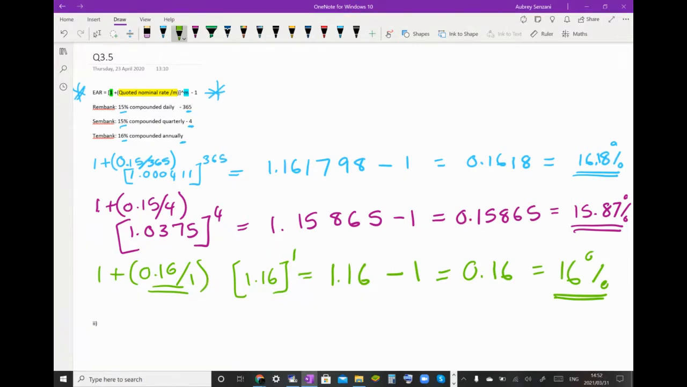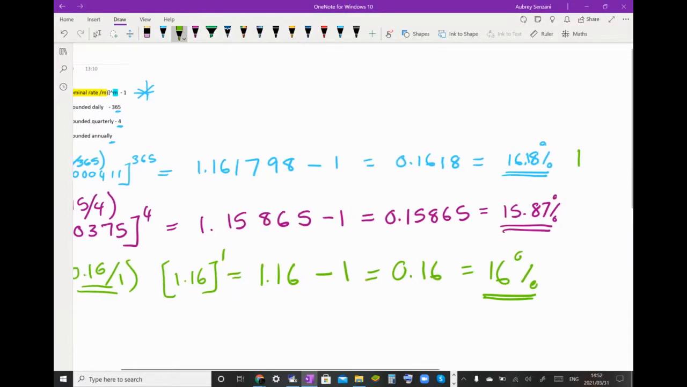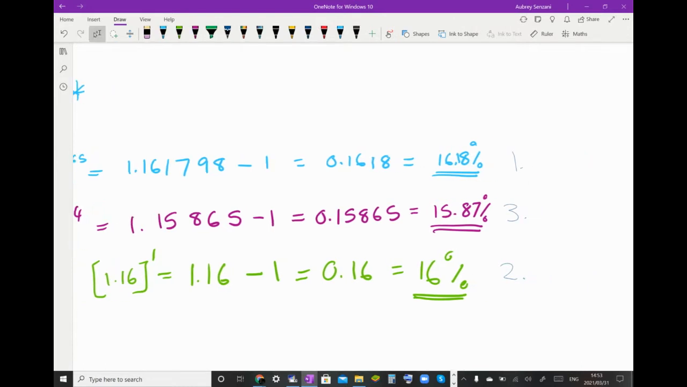So part B, what did they ask us to do? They ask us to rank the 3 options from most preferable to least preferable for an investor. Now, an investor obviously wants the highest interest rate. So if we look here, in terms of the highest interest rate, number 1 is this one. Okay, this is number 2, and then this is going to be number 3. That's part B.